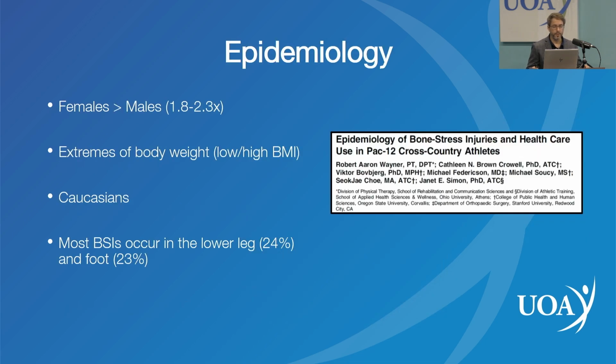Females are more prone to getting bone stress injuries than males, about 2 to 1. We can also see them in persons of extreme body weight, either very thin or very overweight, mostly in Caucasian non-Latinos. And most bone-specific stress injuries occur in the lower leg and in the foot.